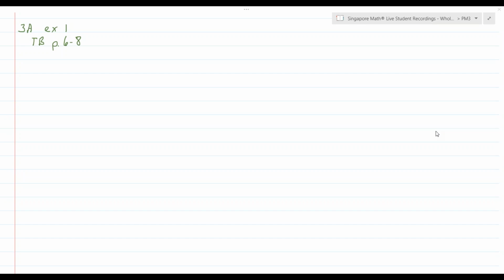Today we're going to start working in Workbook 3A, Exercise 1, and we will use textbook pages 6 through 8 to talk about this. So welcome to Primary 3. We are going to start with a lot of review of some of the numbers and yet at the same time remind ourselves how to think about numbers in a way that is going to help you be a mathematical thinker and to do your math work very well.